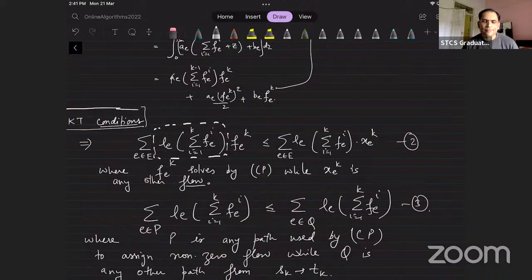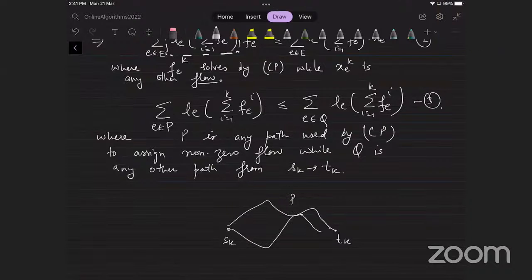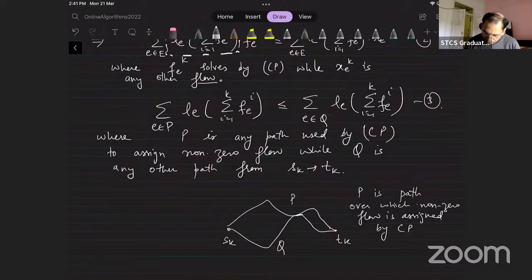And Q is any other path from SK to TK. So let's say this is P. Q might have some overlap. Okay, Q, it's not that Q is completely disjoint. Now P is a path over which non-zero flow is assigned by my convex program or the greedy algorithm. And Q is any other path.